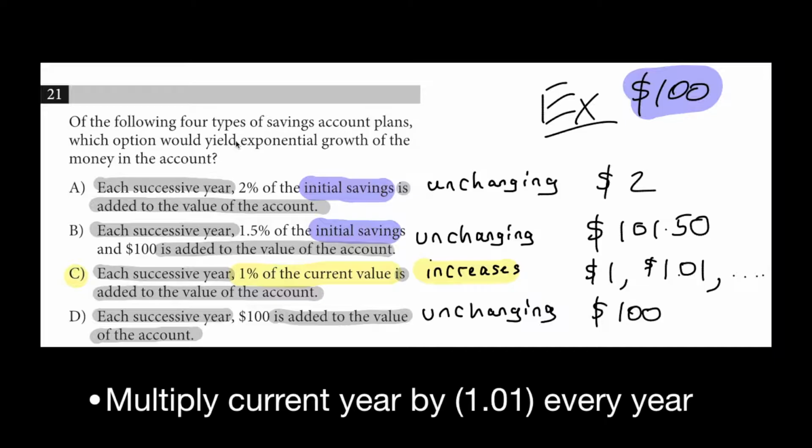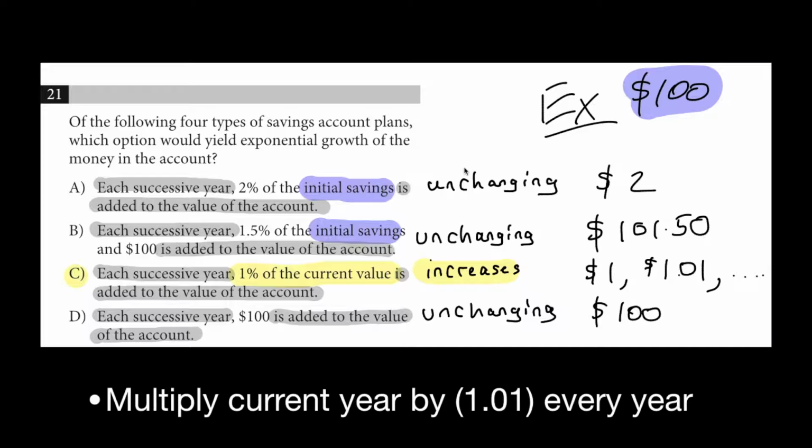Of the following 4 types of saving account plans, which option would yield exponential growth of the money in the account? Well, 3 of these are not going to be exponential. 3 of them are going to be arithmetic, or just represented by a straight line. Only one of these is going to be curving.